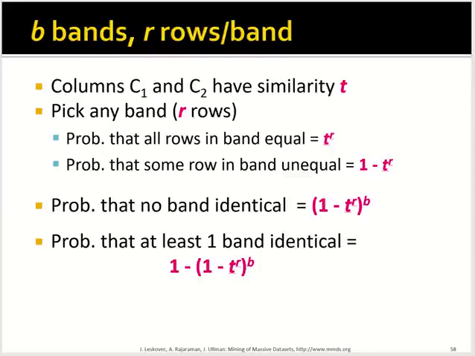Meanwhile, the probability that some rows in the band are unequal equals 1 minus t to the power R. So this is very easy to analyze from statistics and stochastic analysis. Well, the probability that no band is identical at all can be represented with 1 minus t to the power R, also raised to the power B in the outer square.